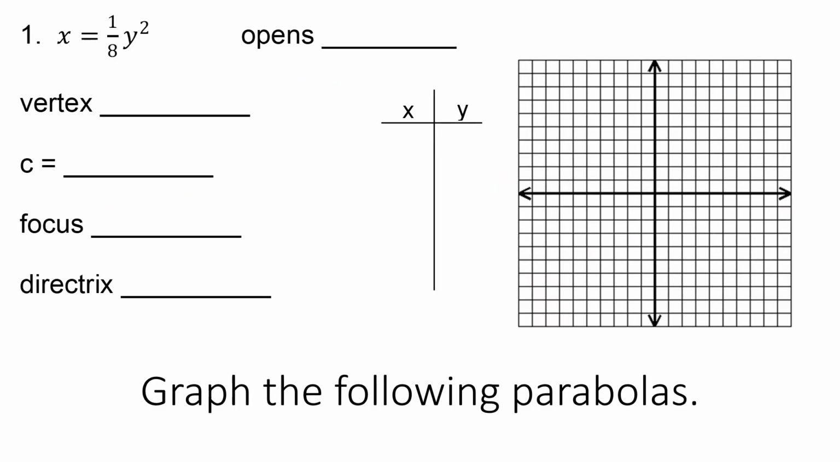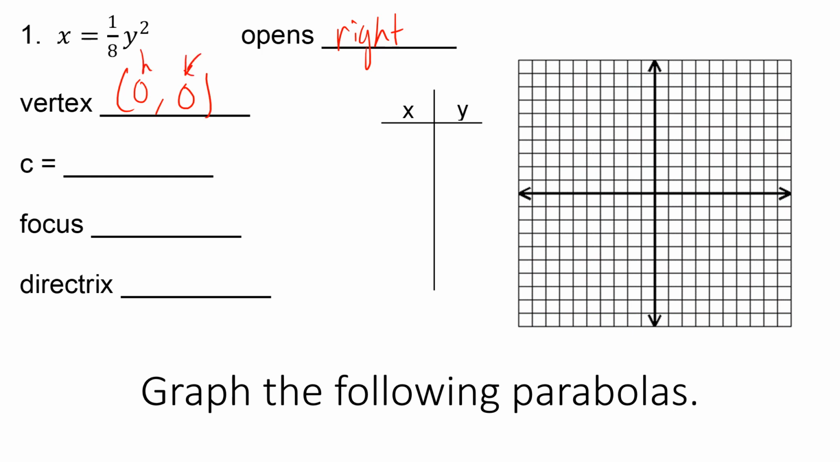So first up, we have x equals 1/8 y squared. Okay, we're going to determine whether it's going to open left or right. Why? Because y has the power. So that lets us know that we have a horizontal situation. This is positive, so therefore it's going to open to the right. Nothing's being added or subtracted to our x and y, so therefore our vertex is at 0, 0. So h and k are 0, 0.